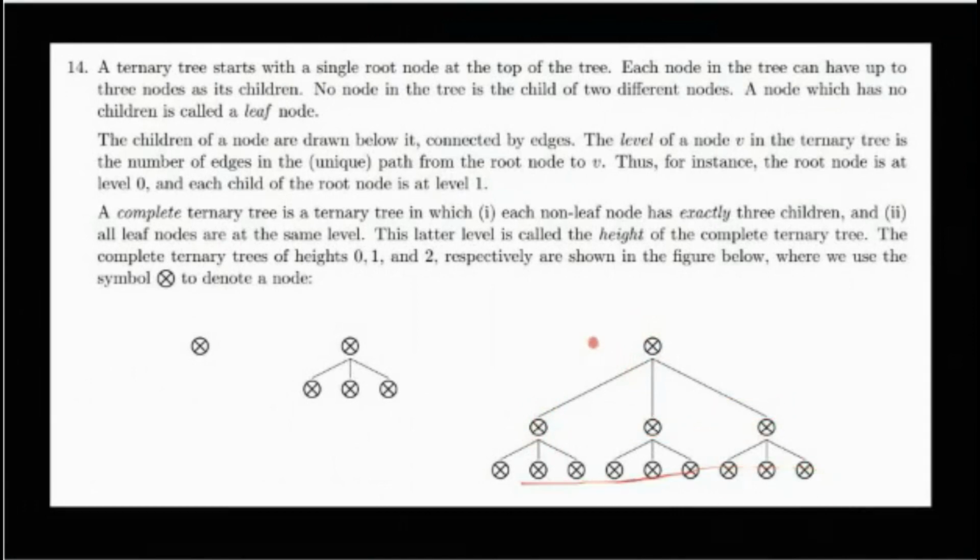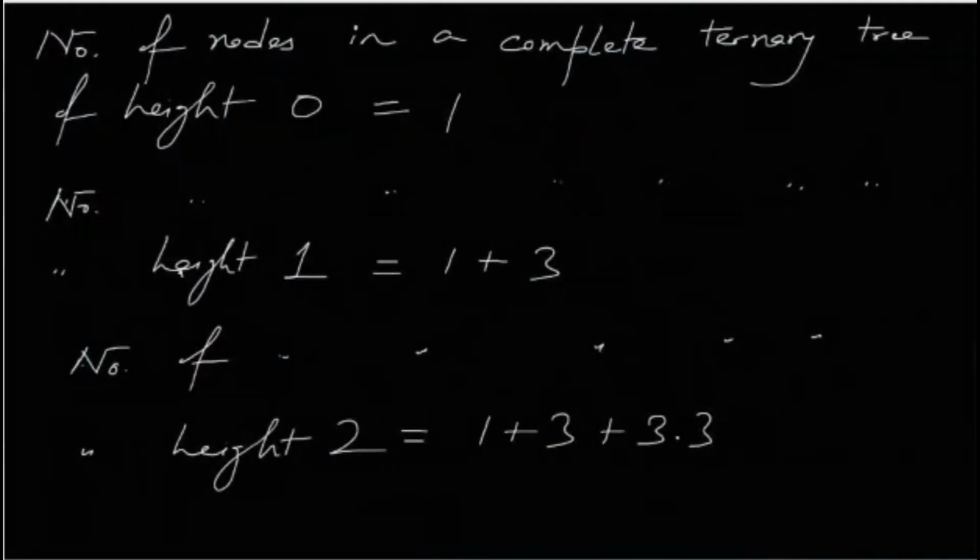and these again 9 nodes, right? So 1 plus 3 plus 9, that is 1 plus 3 plus 3 into 3, that means 9. So basically 13 nodes. In this way we can have a general idea of how to count. The main thing is we have to know how to count. We have to see the pattern.